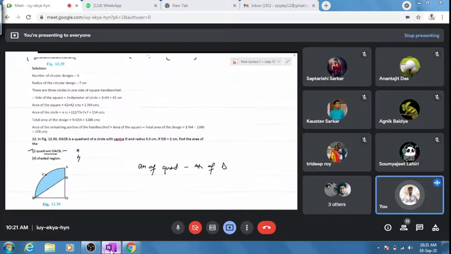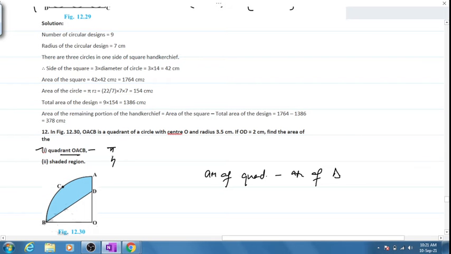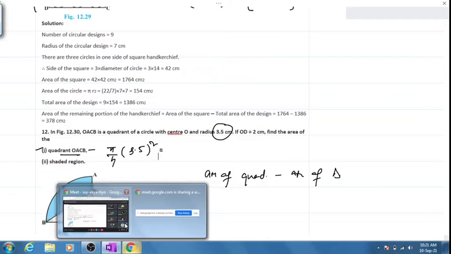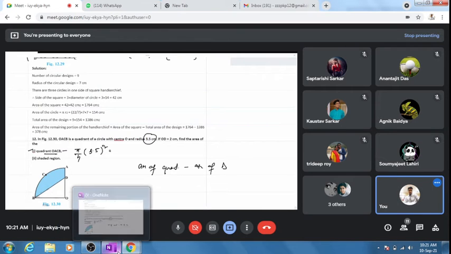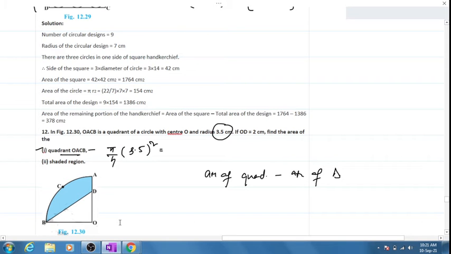It will be pi by 4 into r square. Now can anybody tell me what is r? Yes, it's 3.5. Any doubts? Everyone go on to tell me what is the area of the quadrant that you are getting. What is the area of the quadrant? Type it out in the comment section. Hurry up, 30 seconds.